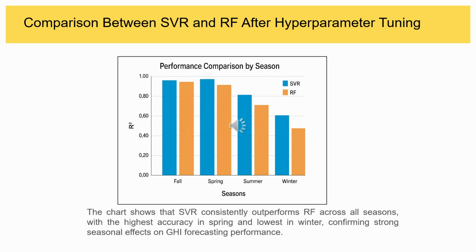In this slide, we can see the comparison between SVR and RF after hyperparameter tuning, but here the performance depends on the seasons. R squared for RF and SVR is shown in this chart. We can see the highest accuracy in spring and lowest in winter, confirming strong seasonal effects on GHI forecasting performance.